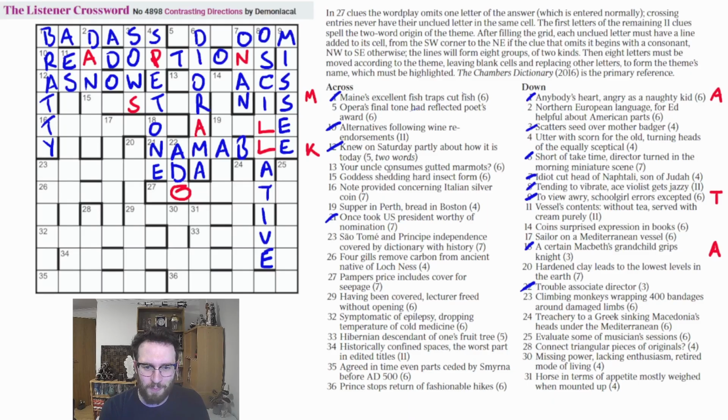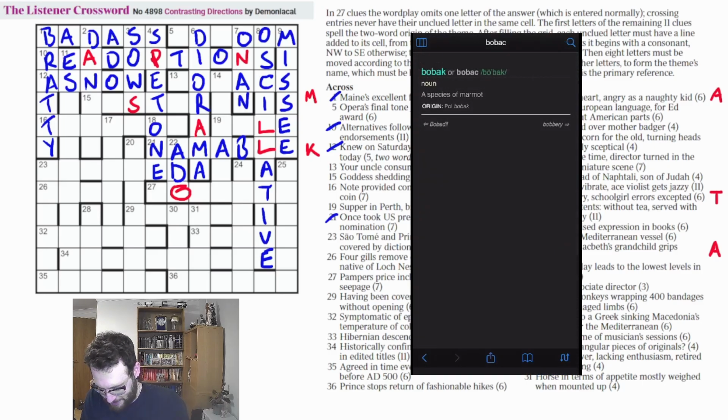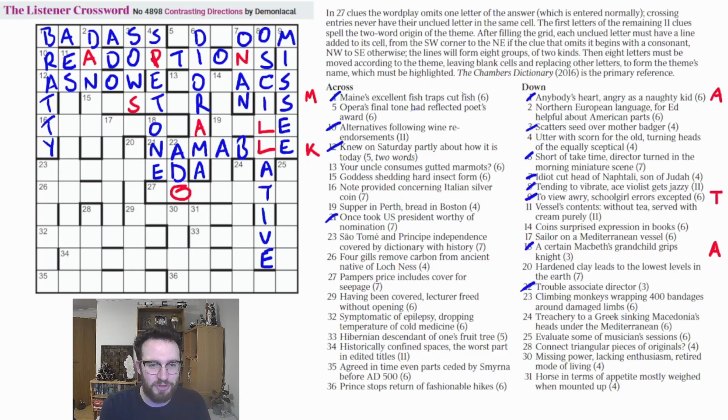Oh, it's not Bob, is it? Bob's your uncle. Hold on, so what am I looking at? Bowbacks. A bowback is a thing. Look at that, it's a species of marmot. That's great. So Bob's your uncle, and that is the answer.